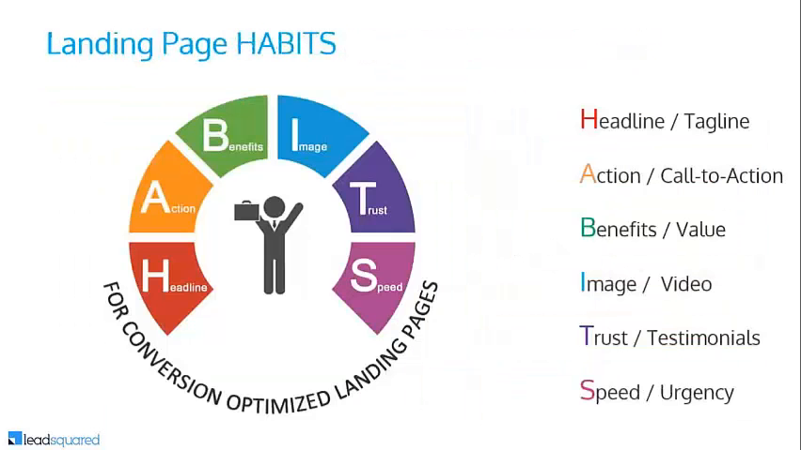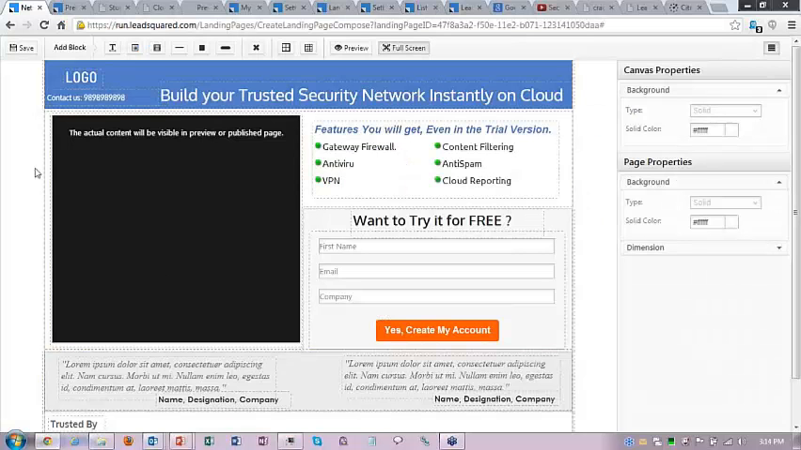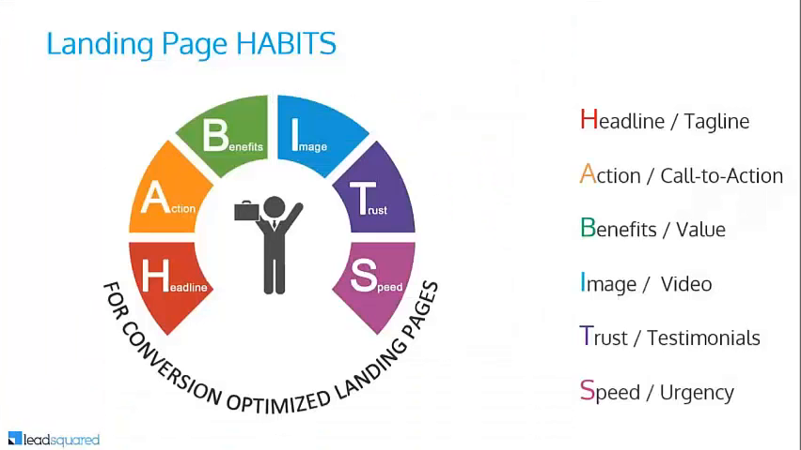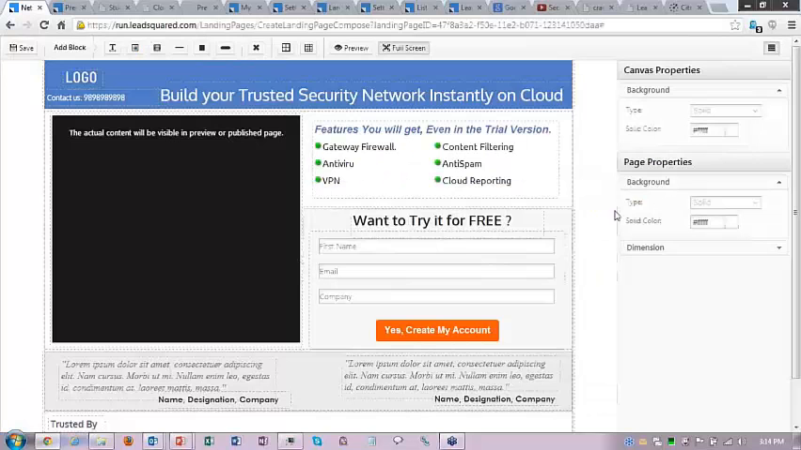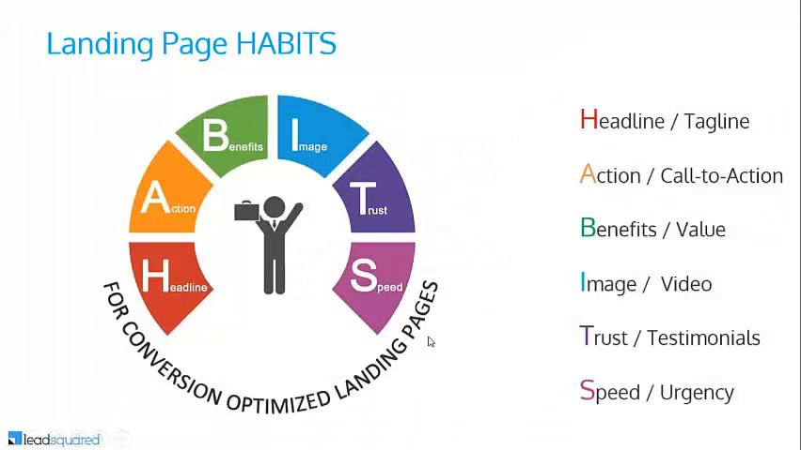Yeah, so this is what we call the HABITS framework, where H stands for the headline or the tagline. So in the landing page, this is the headline: build your network, your trusted security network instantly on cloud. So this is the headline. It should be short and to the point. Then A for action or call to action. So what action do you want the person to take, whether you want to create his account, whether you want to download a document or just sign up. So that's called action or call to action.